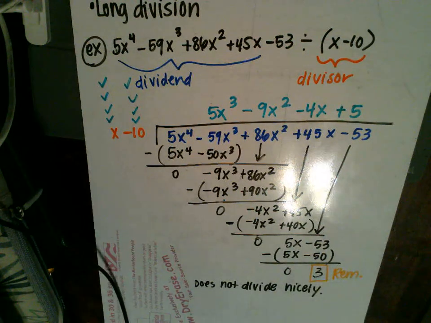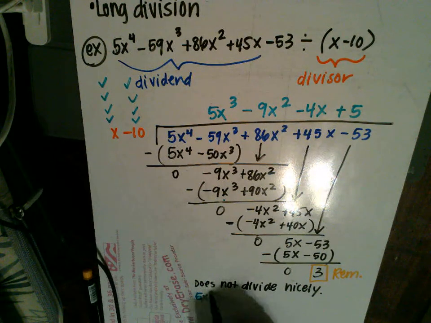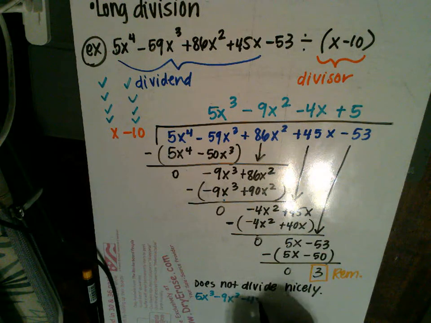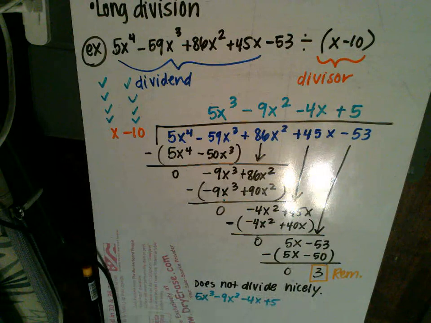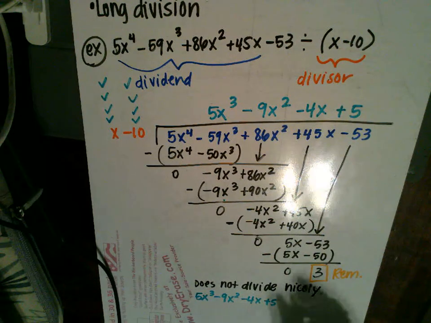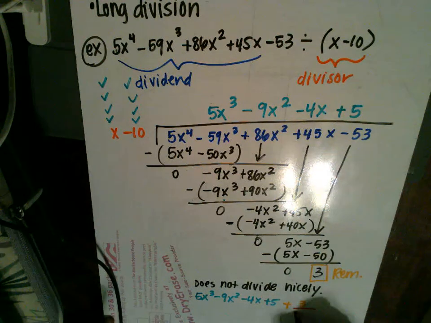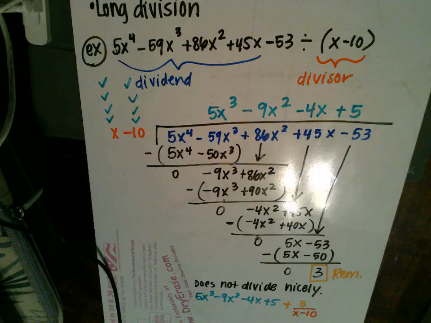But I can still say that 5x to the third minus 9x squared minus 4x plus 5, plus my remainder over my divisor, is my entire quotient.